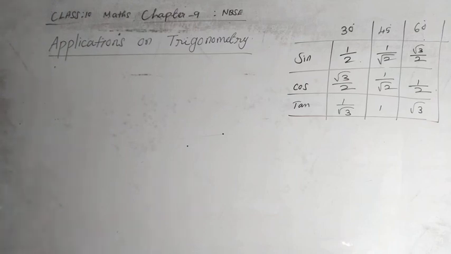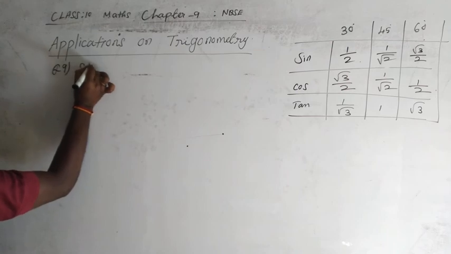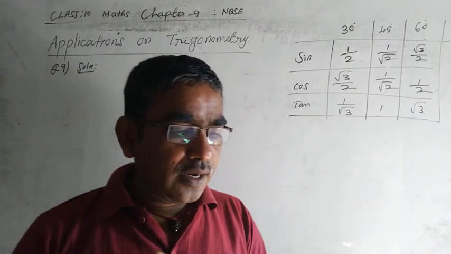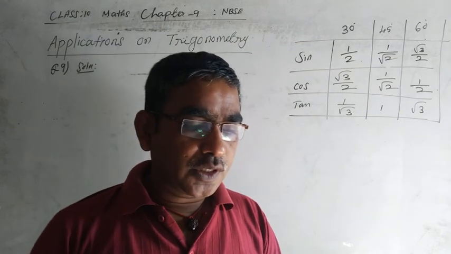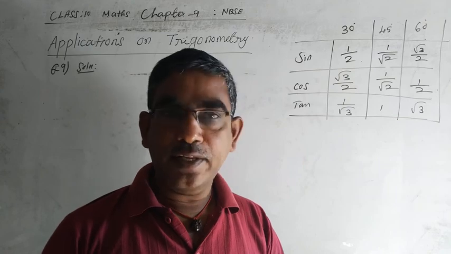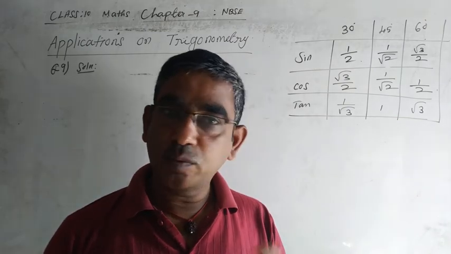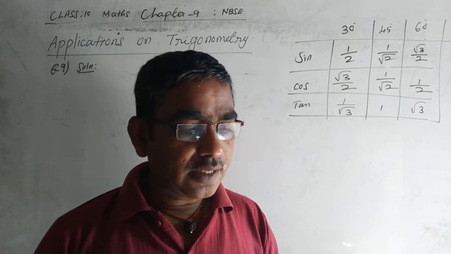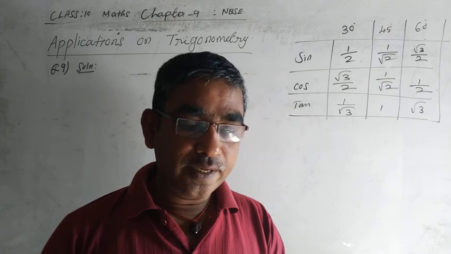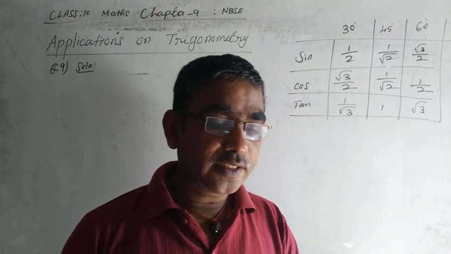We come to question number 9. The angle of elevation of the top of a building from the foot of a tower is 30 degrees. And the angle of elevation of the top of the tower from the foot of the building is 60 degrees. If the tower is 50 meters high, find the height of the building.